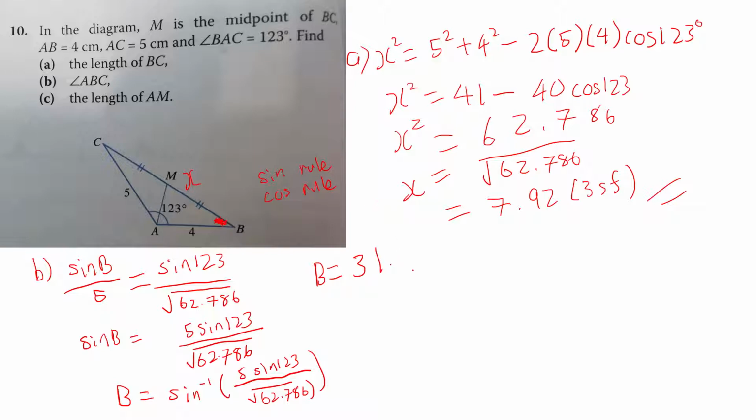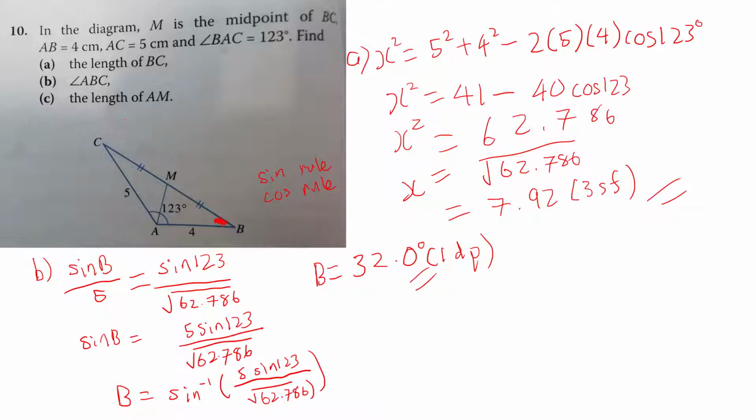B will give me 31.9, so I will round up to 32.0 degrees. Just bear in mind that the answer for an angle is not to three significant figures, it's to 1 decimal place.